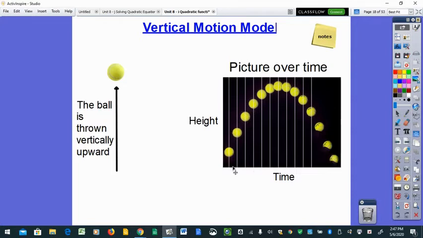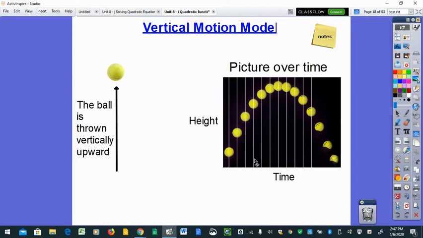And you can see that as we go to the right here, as we put the pictures next to each other, the ball is getting higher. It maxes at the vertex, and then it's going to come back down. Now, this is not a picture of the actual motion of the ball. It's what happens as time goes by. The ball is just going to go up and down if you're watching it.